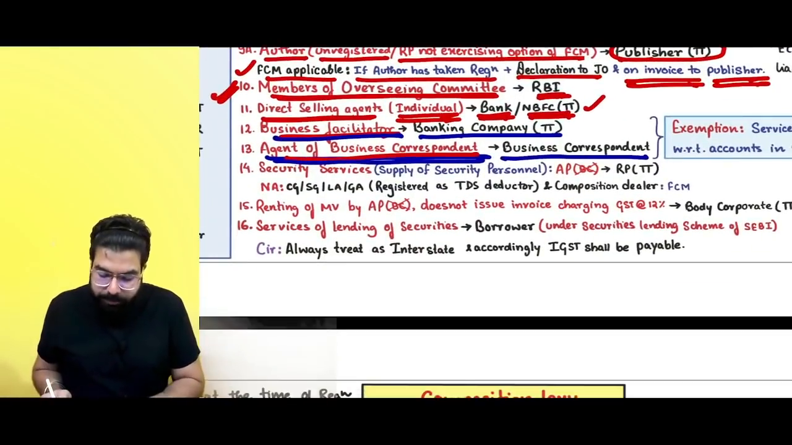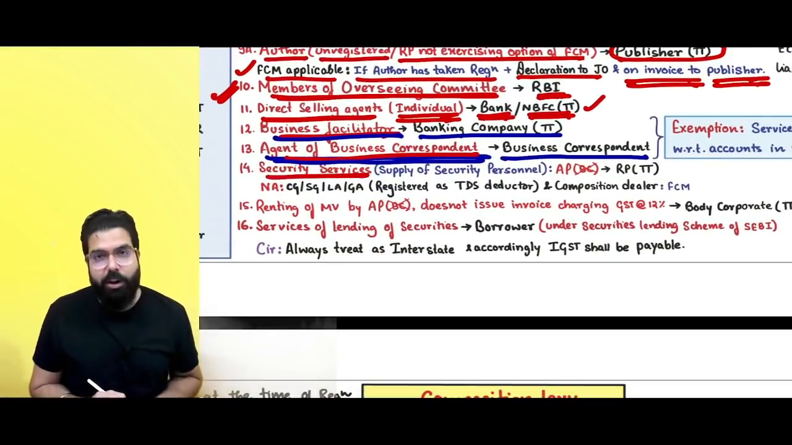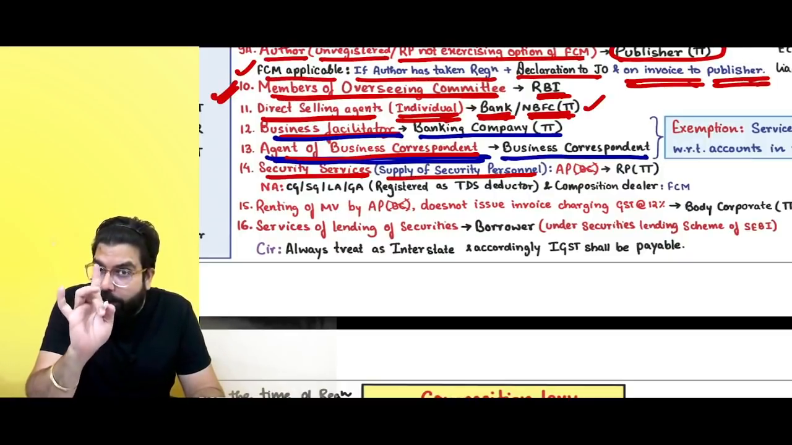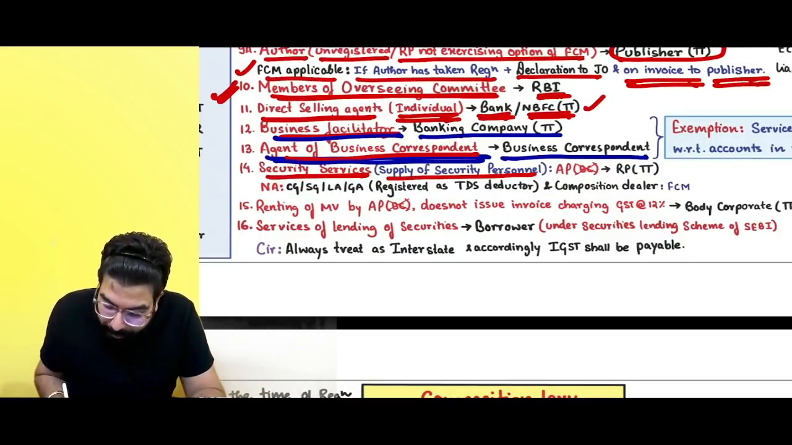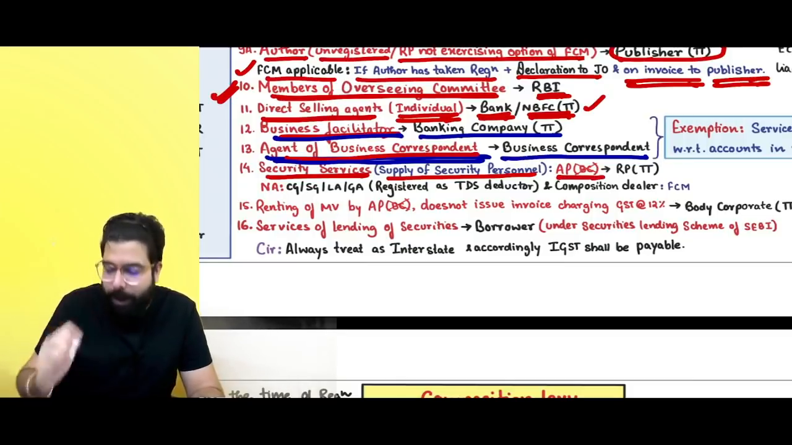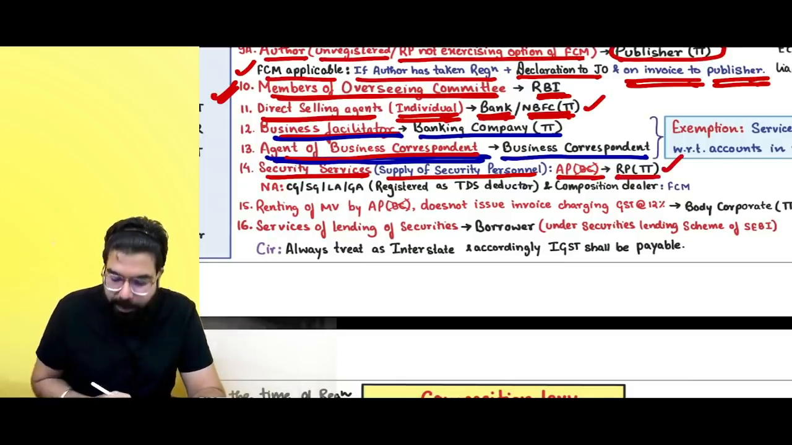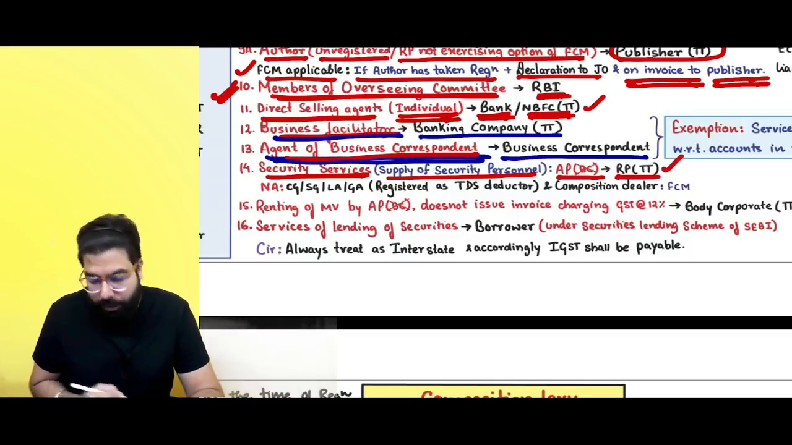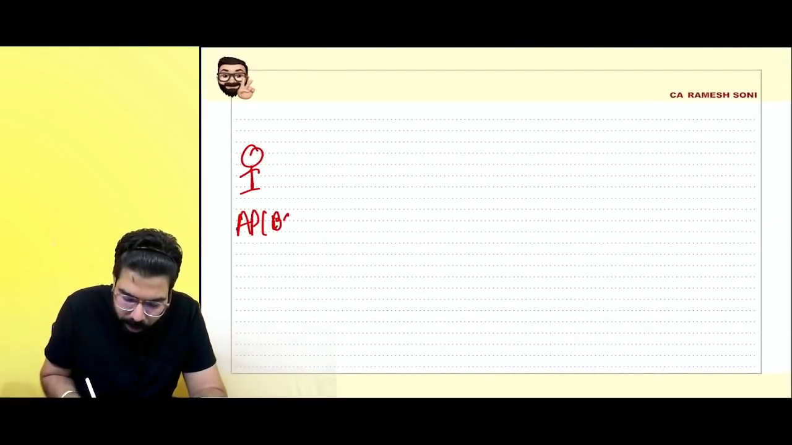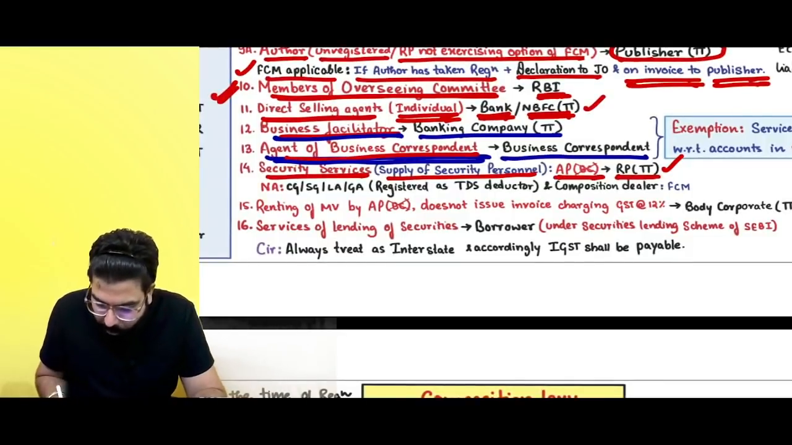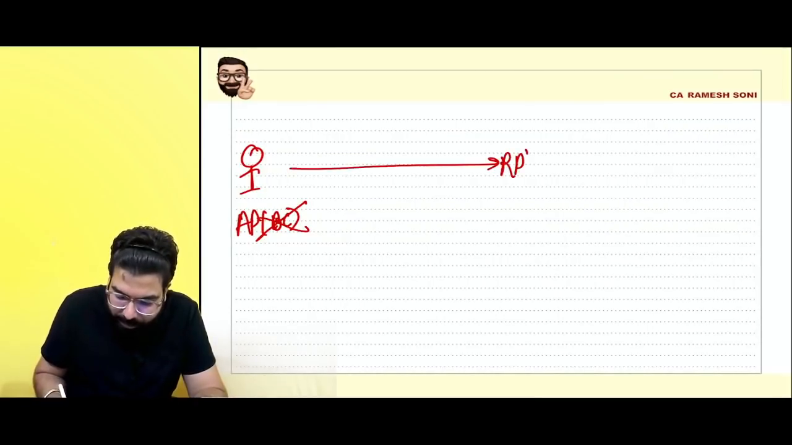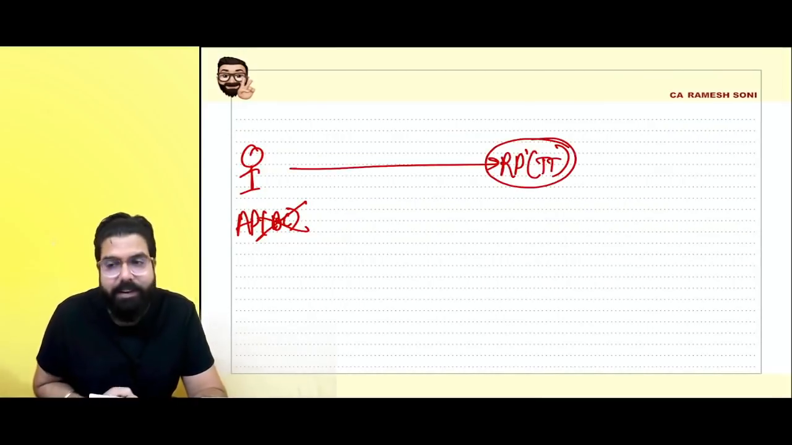Chalo, let's go ahead. The next one is security services. Security services, that is supply of security personnel by, sir, if security personnel are being supplied by whom? By any person but not a business body corporate. If it is provided to a registered person will have to pay the GST under RCM. So I will go ahead and say it like this, that if there is any person but not a body corporate, he is going ahead and giving services to whom? Registered person. Then registered person in the taxable territory goes ahead and pays the GST under RCM.